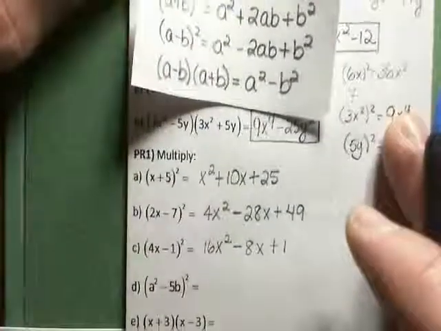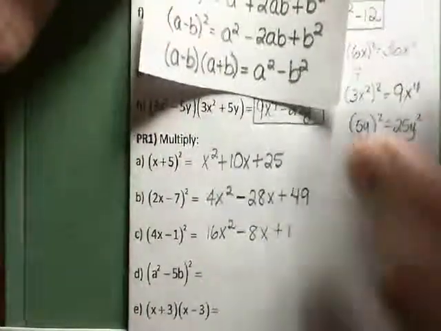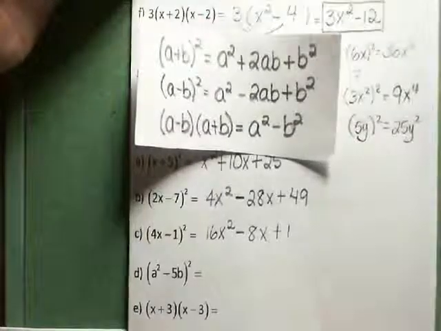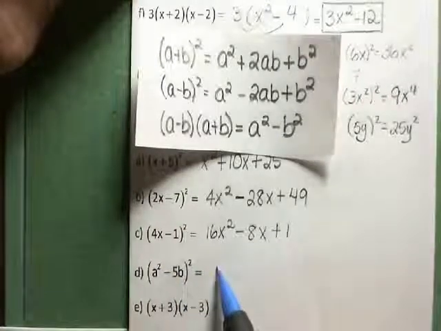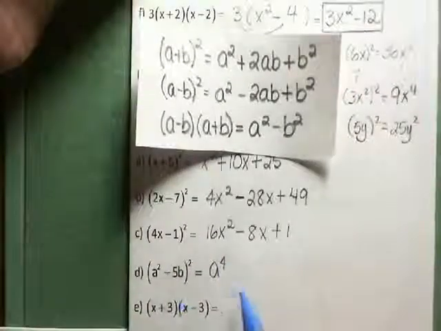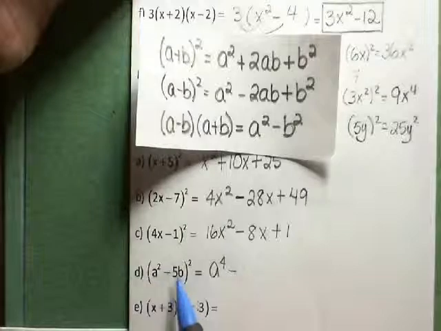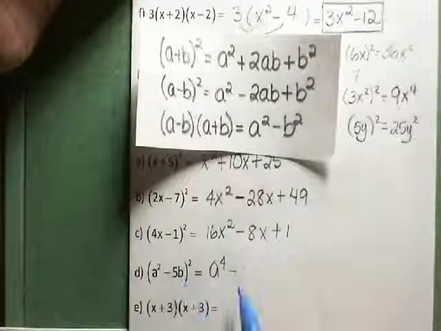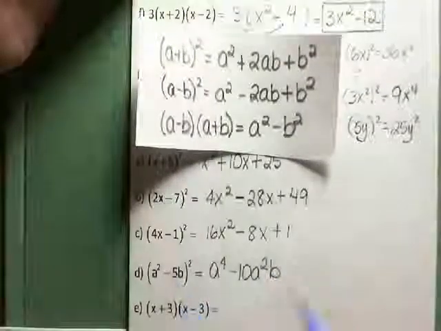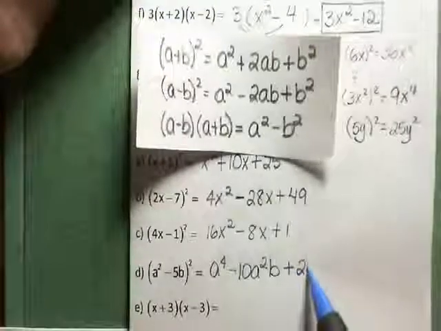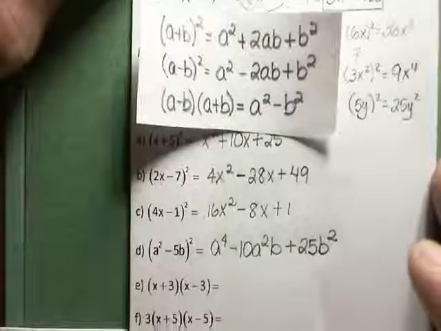Alright, the next one. We're still using the second rule because I see a minus right there. So let me move the rules down here so you can take a look. Alright, so we're going to do a squared raised to the square, so it becomes a to the fourth. Then we're going to do minus 2 times the first, which gives us 2a squared. 2a squared times 5b gives us 10a squared b. And the last one will be 5b raised to the square, which will give you 25b squared. Very well. Now let's go on to the next one.